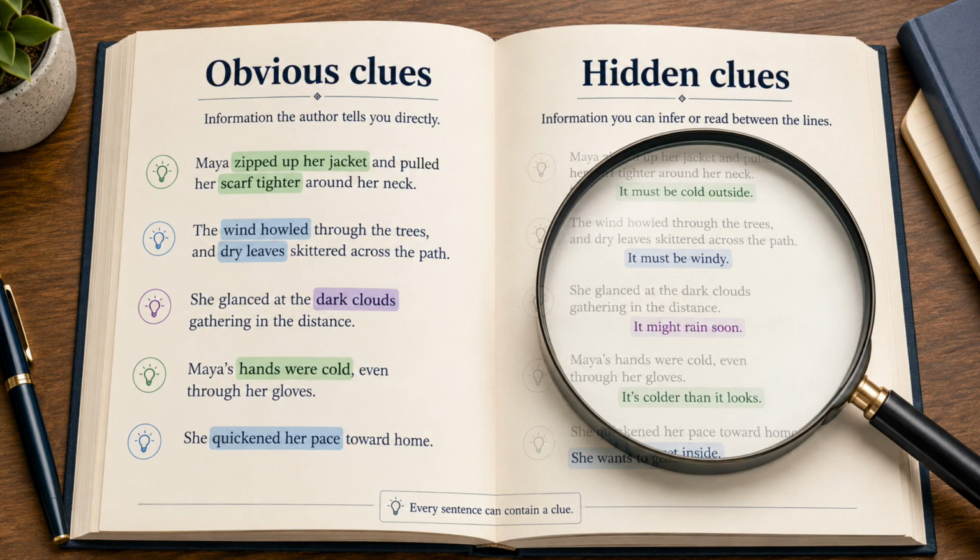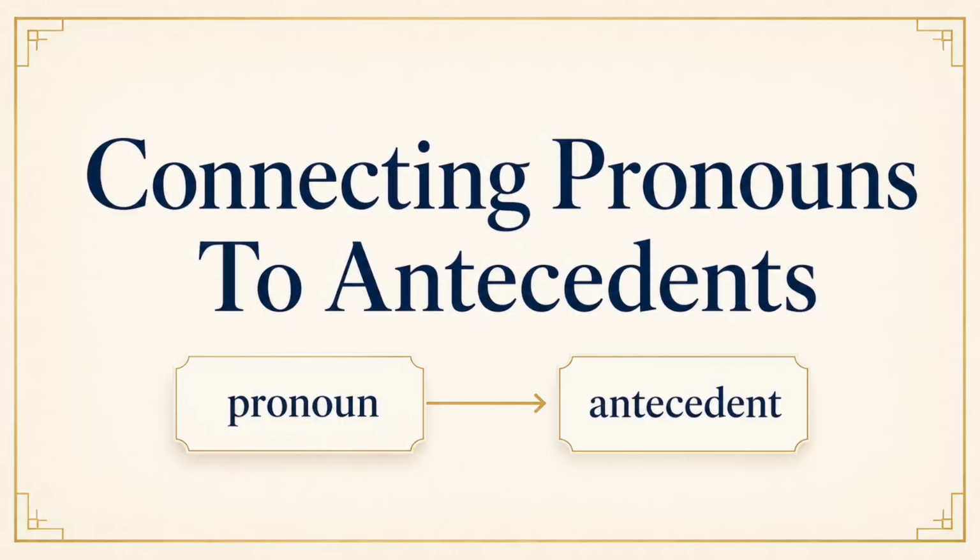Remember the detective analogy. Every sentence may contain a clue. Some clues are obvious, others are hidden. Strong readers know how to notice both.